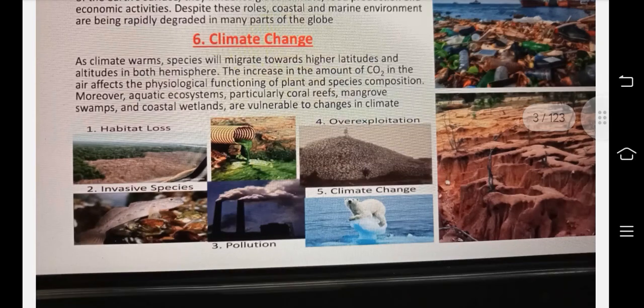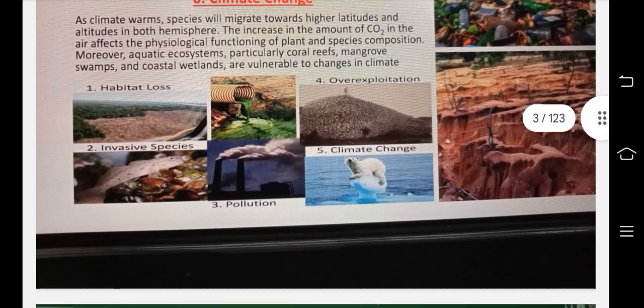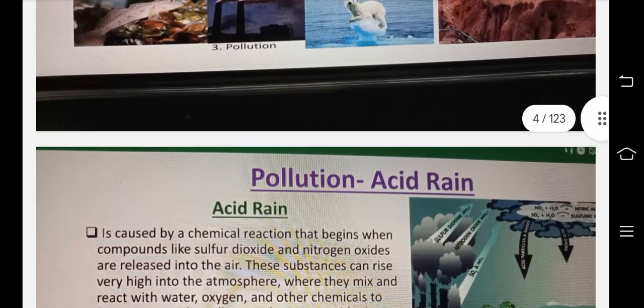Then climate change. As the climate warms, species will migrate towards higher latitudes and altitudes in both hemispheres. The increase in the amount of CO2 in the air affects the physiological functioning of plants and species composition. Moreover, aquatic ecosystems, particularly coral reefs, mangrove swamps, and coastal wetlands, are vulnerable to changes in climate. Other threats are overexploitation, climate change, pollution, invasive species, and habitat loss.